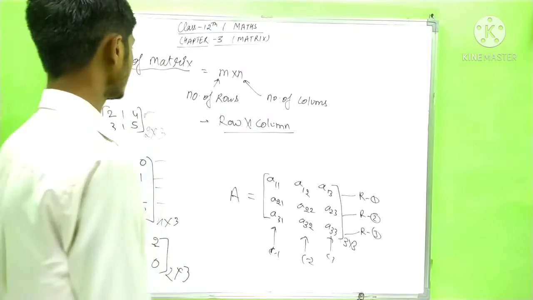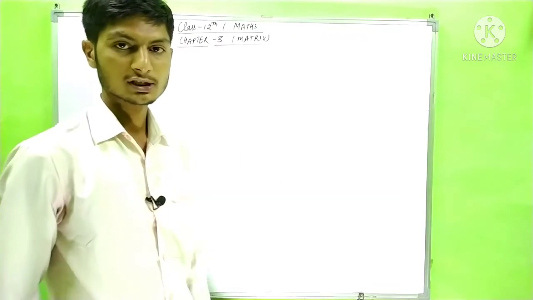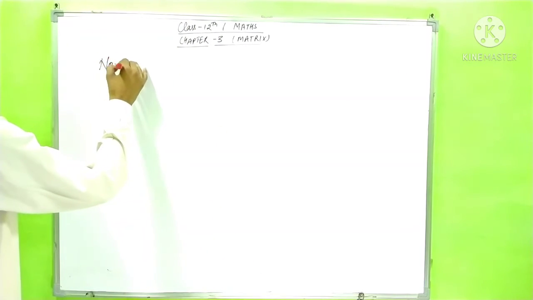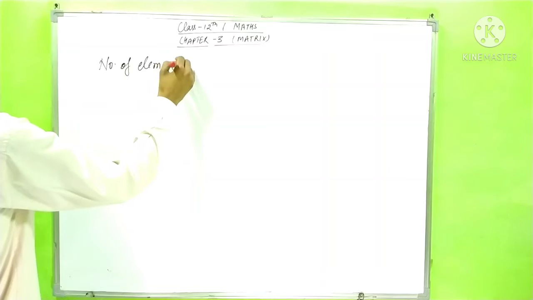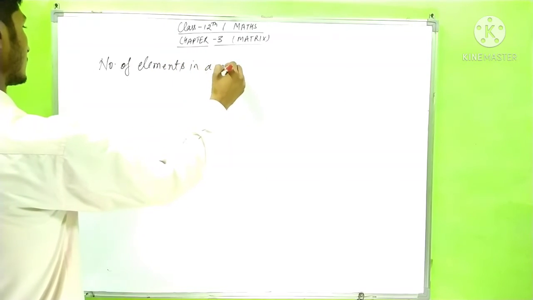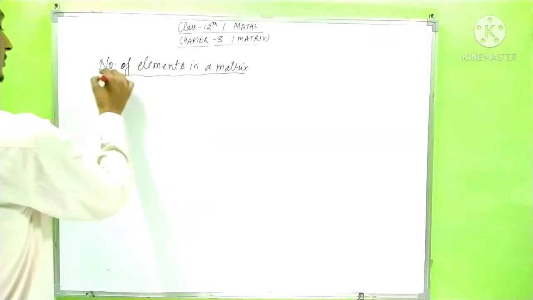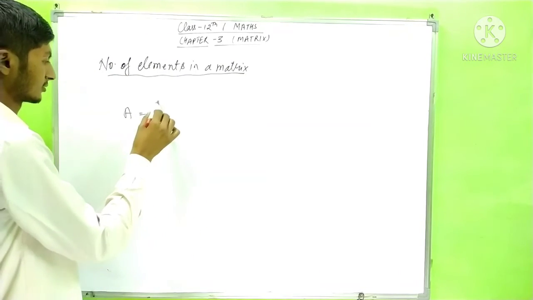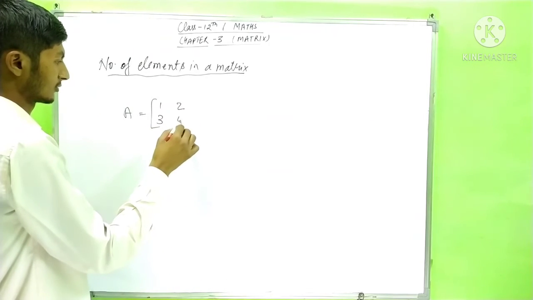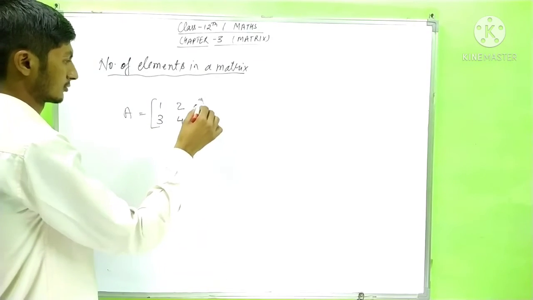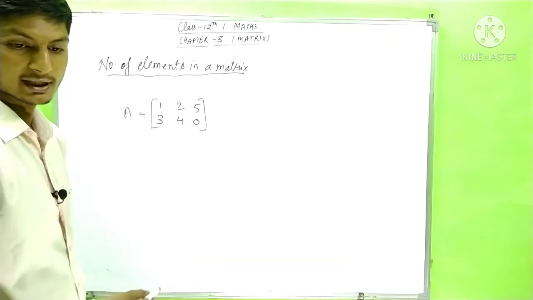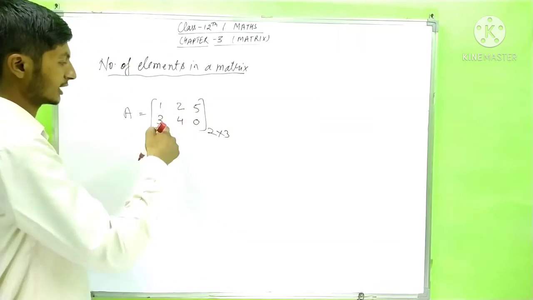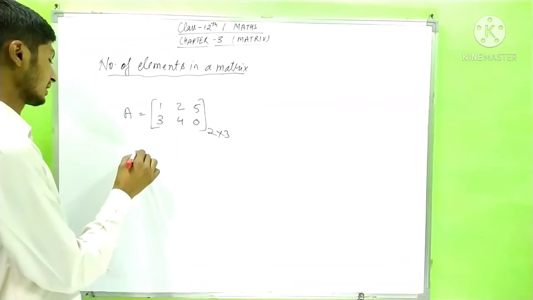Now move to the next topic. Our next topic is the number of elements in a matrix. For example, we have a matrix A, 1 2 3 4. What is the order of this matrix? The order of this matrix is 2 by 3 because there are 2 rows and 3 columns, and the number of elements.